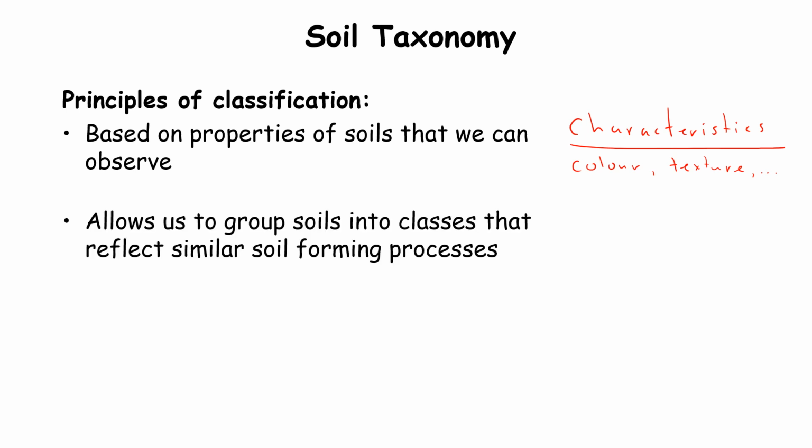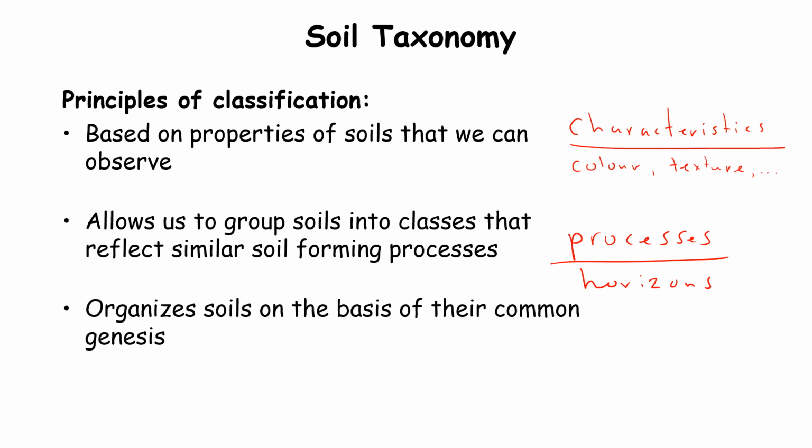The next one is, based on these properties that we can observe, it allows us to group soils into classes that reflect similar soil forming processes, or horizons, the horizonation. And finally, classification organizes soils on the basis of their common genesis. And so the common genesis are then the factors that influence soil formation.